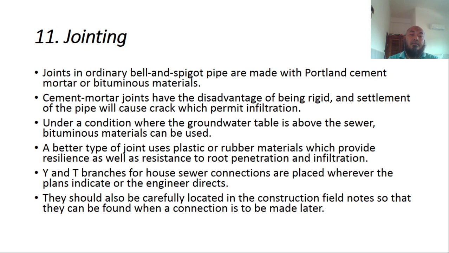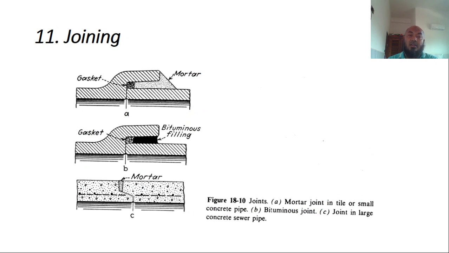A better type of joint uses plastic or rubber material, which provides resilience as well as resistance to root penetration and infiltration. Y and T branches for house sewer connections are placed wherever the plans indicate or the engineer directs. They should also be carefully located in construction field notes so that they can be found when a connection is to be made later.